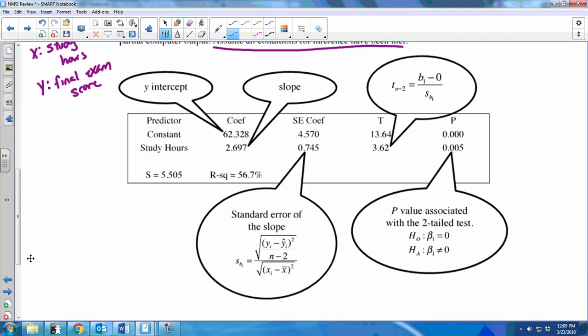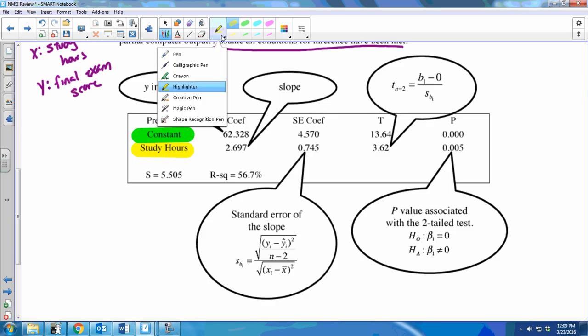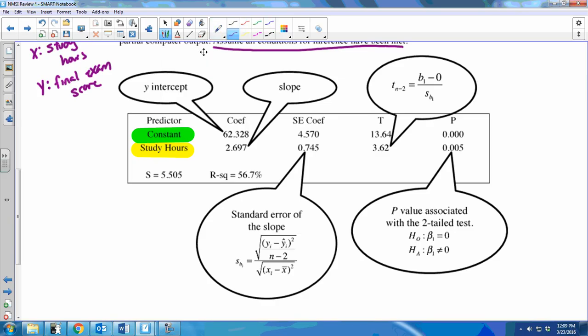We've seen these computer outputs before. We did them back in Unit 2. There are 2 lines to your computer output. One of them says constant. One of them says study hours. One of those represents the y-intercept. One of those represents the slope. Which row, constant or study hours, represents slope? Study hours. Constant means that's going to be where the y-intercept is.